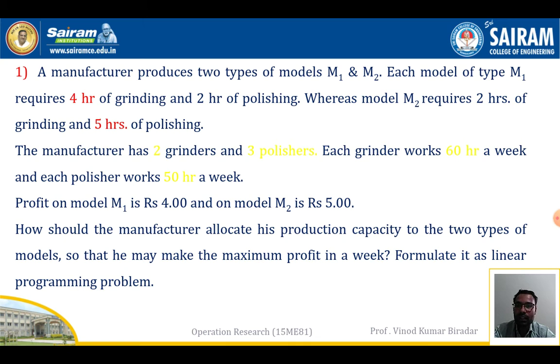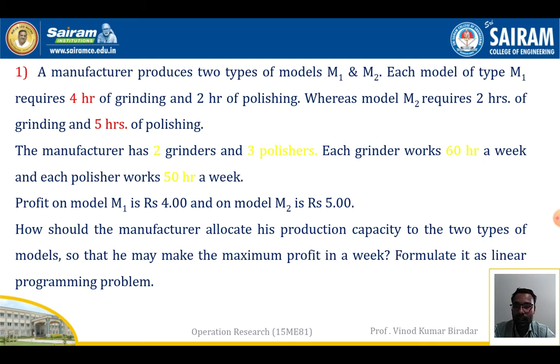The manufacturer has 2 grinders and 3 polishers. Each grinder works 60 hours a week, and each polisher works 50 hours per week. Just multiply 60 into 2 and 50 into 3 to get the available hours. Here the profit of model M1 is 4 rupees, and model M2 is 5 rupees. How should the manufacturer allocate his production capacity to the two types of models so that he may make the maximum profit in a week?